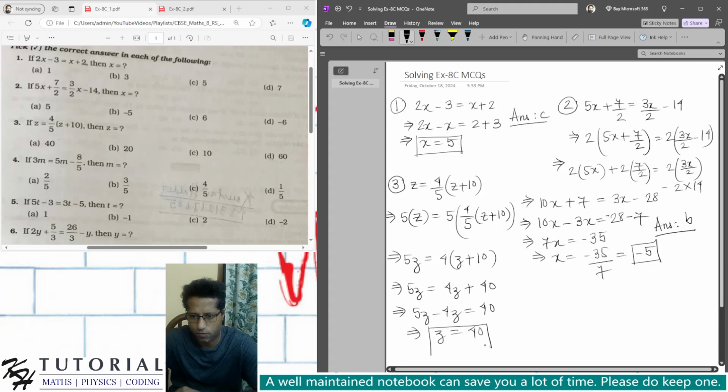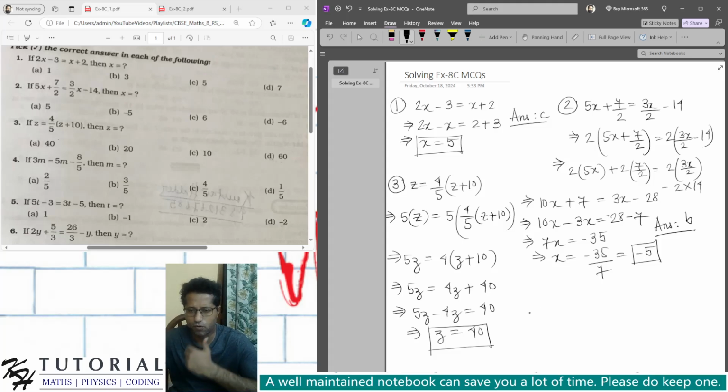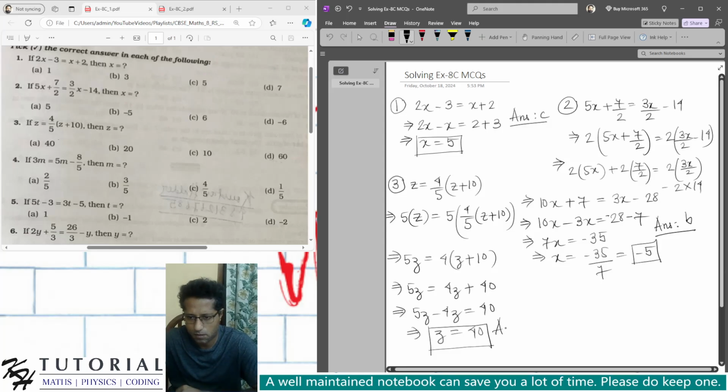z equals 40 is the value of z that satisfies the given equation, or 40 is the solution or root of the given equation. So the correct choice is A. A is the correct choice.